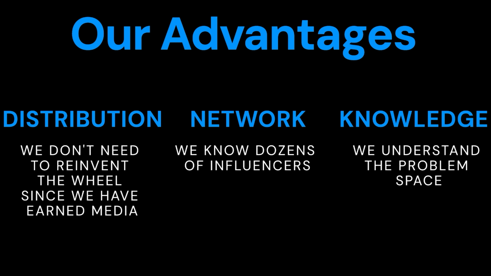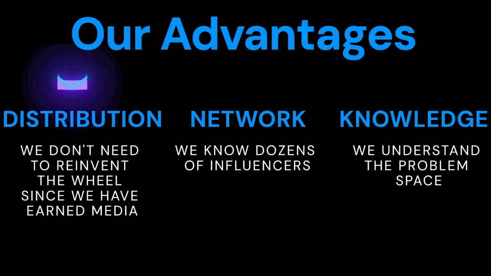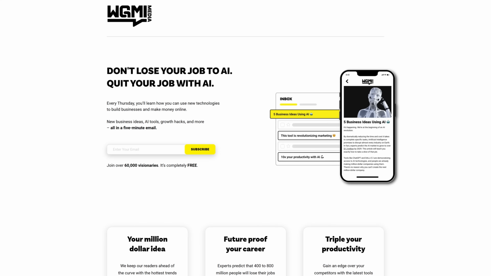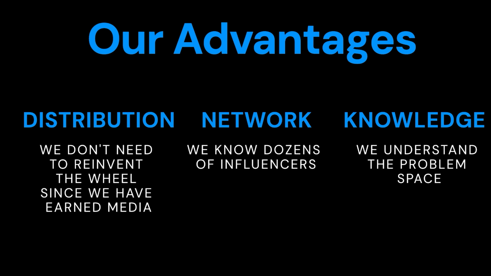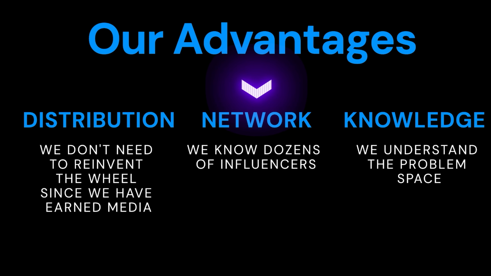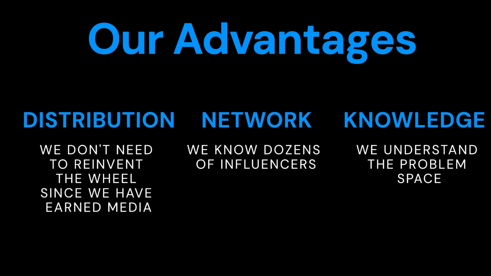And then our advantages, obviously we're a media company, so we have the distribution, we have the blog, we have the newsletter, this channel. So we don't need to reinvent the wheel. We just need to make a good product and get it out there. Then of course, our network, I have a lot of friends that are influencers that could help us get it out there. And of course, our knowledge. Since we run a newsletter, we know exactly how that process works. So those were our advantages and why we decided to go all in on this software idea. So that's it. That is my $1 million business strategy for 2023.